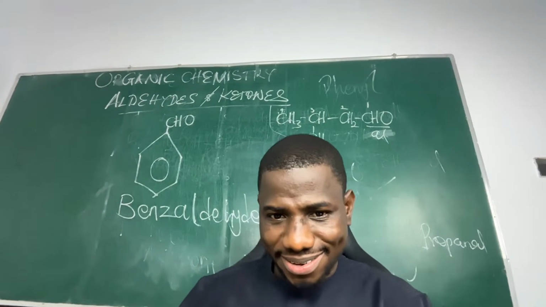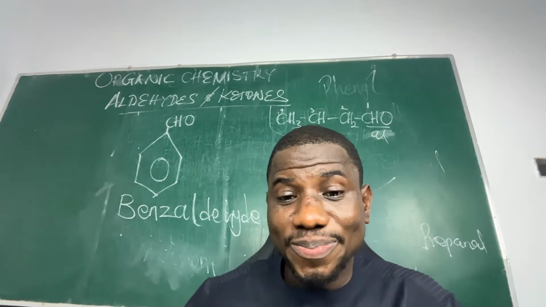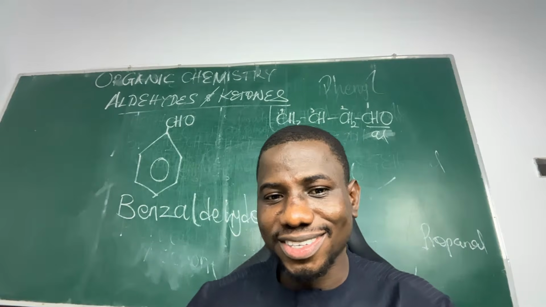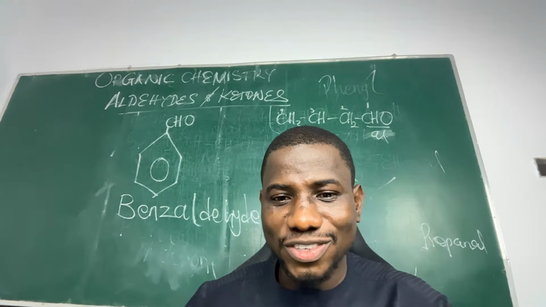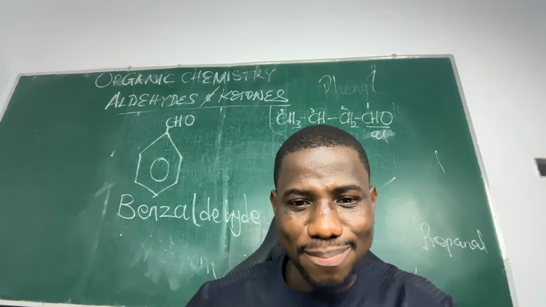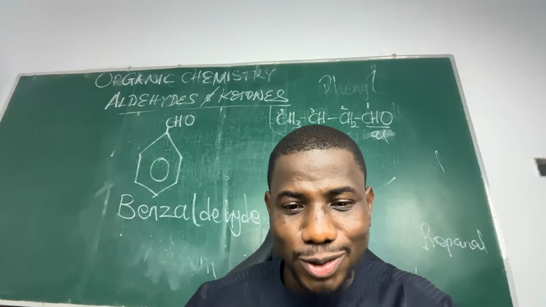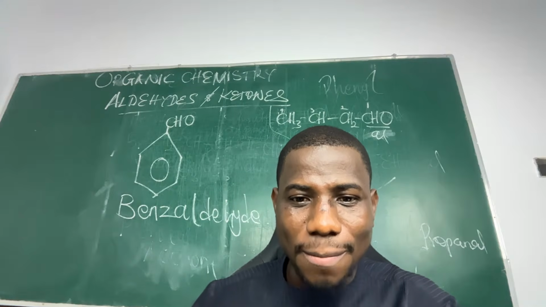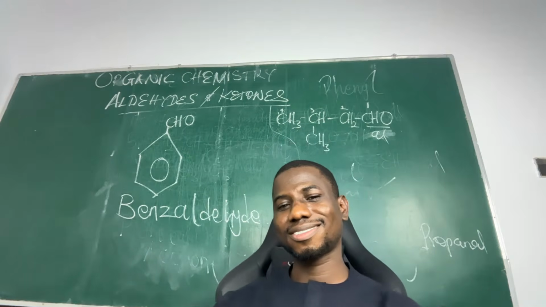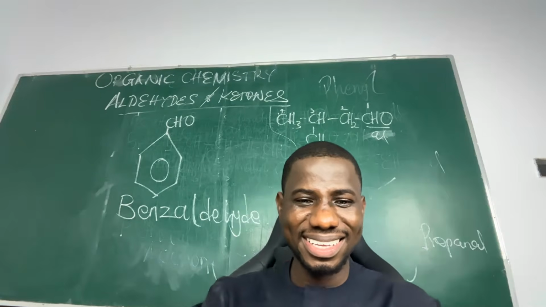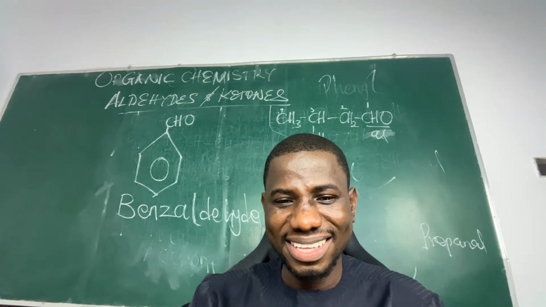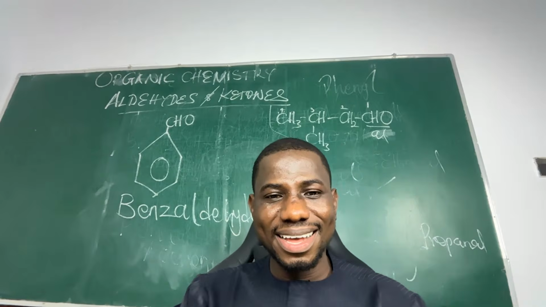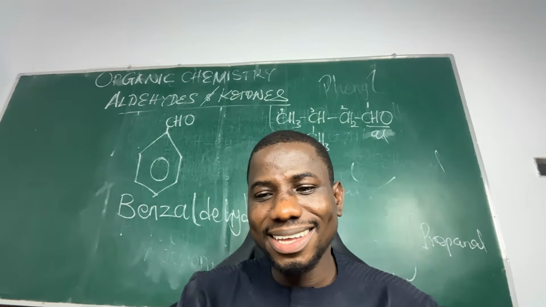In a benzene ring, there is what is called ortho position, meta position, and para position. 1 and 2, ortho position. 1 and 3, meta position. And 1 and 4, para position. I don't know if you get the gist.